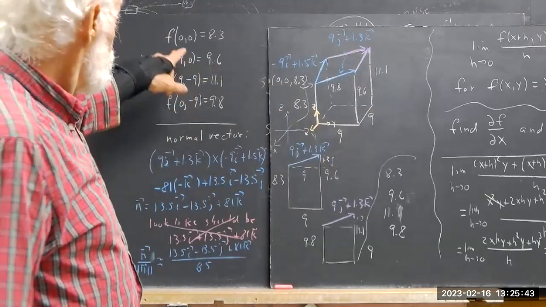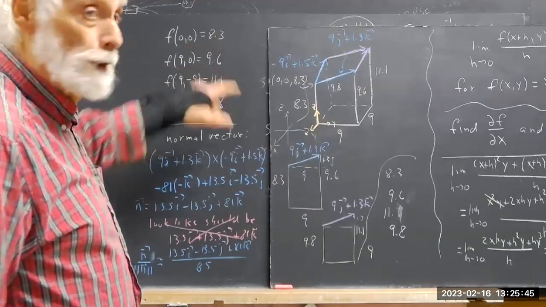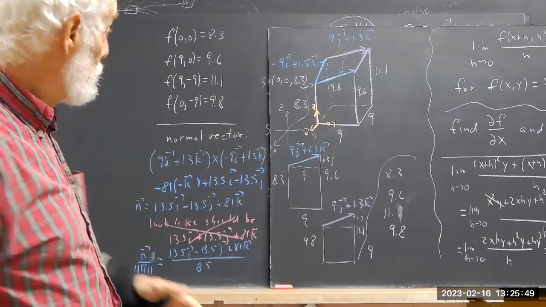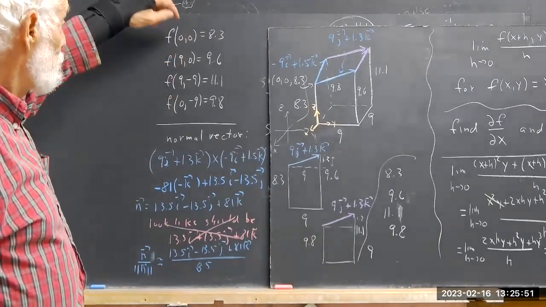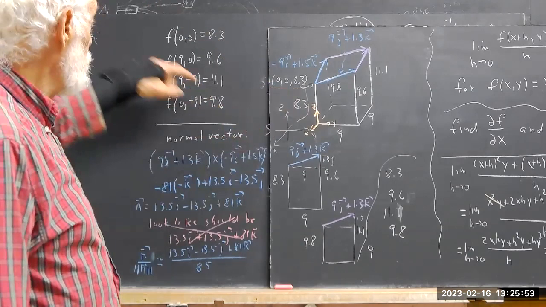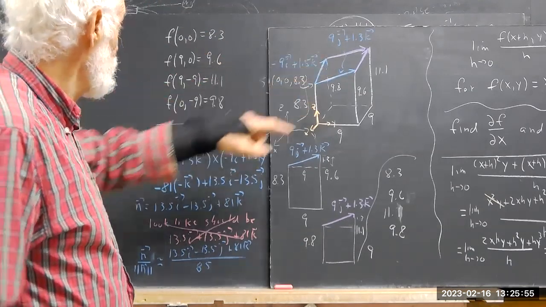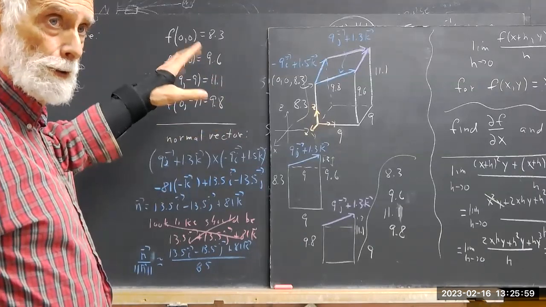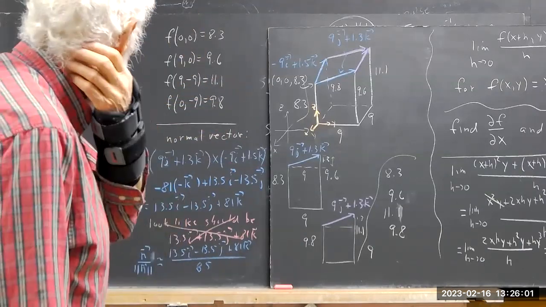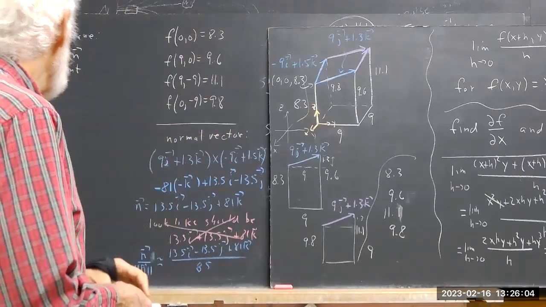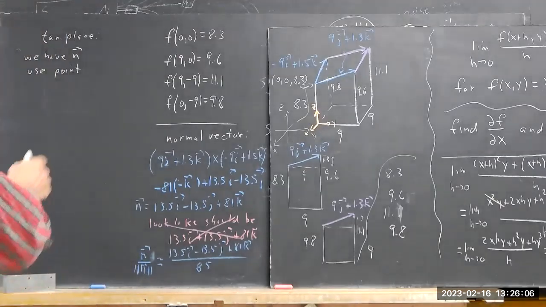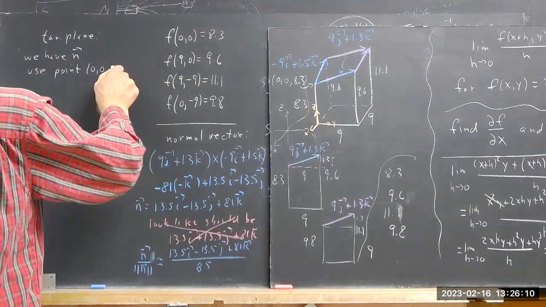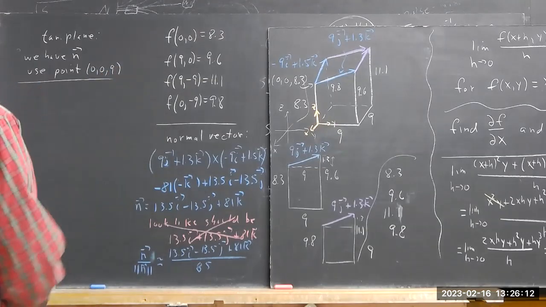Okay, so now I can put this in function notation in terms of a function of two variables. That function would be f of 0, 0, 8.3, f of 9, 0, 9.6, f of 9, -9, f of 0, -9, and you can easily see that those would be values. So I could use the point 0, 0, 9.